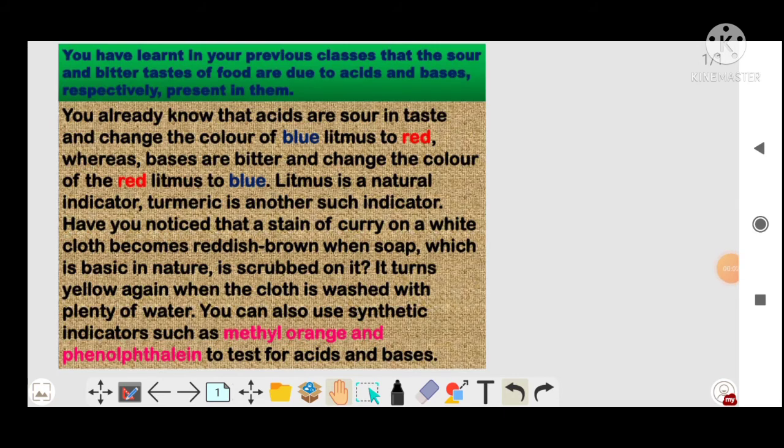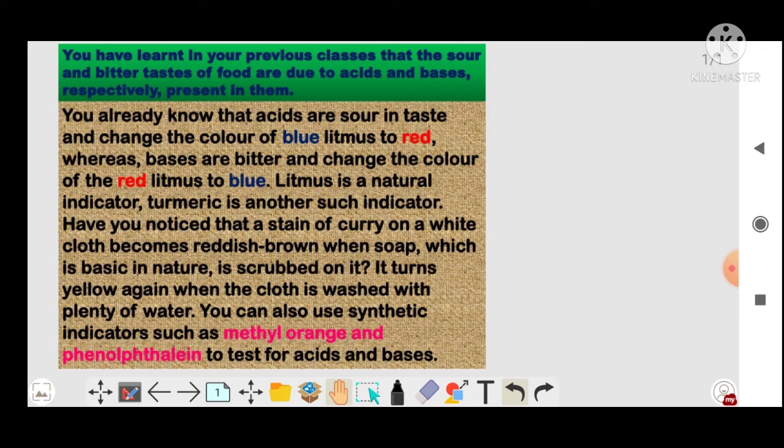Acids are sour in taste and bases are bitter in taste. Besides this, there is a process by which you can identify which one is an acid or which one is a base. What is this process? This process is the use of an indicator. Which indicator? Litmus paper. Litmus paper is a natural indicator.